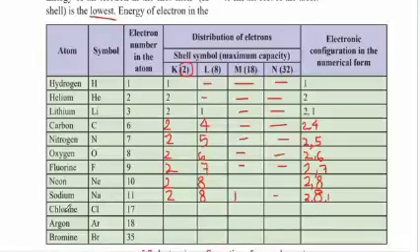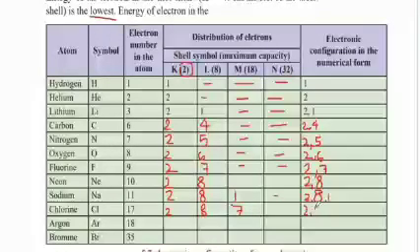The next one is chlorine. Chlorine is denoted by the symbol Cl and it has 17 electrons in its atom. So, the first 2 electrons would go in the K shell. 17 minus 2 is 15. But L shell can only have 8 electrons. So, 15 minus 8 is 7. So, 8 electrons would go in the L shell and the remaining 7 electrons would go in the M shell. So, now our configuration is 2, 8 and 7.